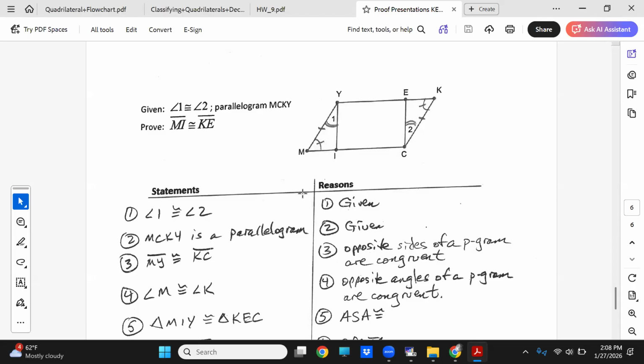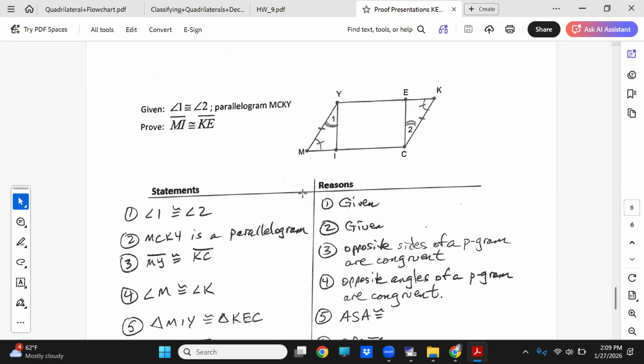All right, so again, what are we given? We are given that angle 1 is congruent to angle 2, and we're given that MCAY is a parallelogram. Then you're told to prove that segment MI is congruent to KE. So first we have the given. Then we have YM is congruent to KC, and we know that because if their angles are congruent, that means their opposite sides also have to be congruent.